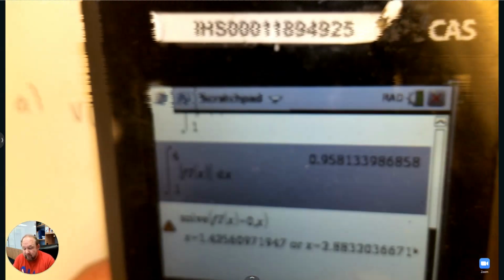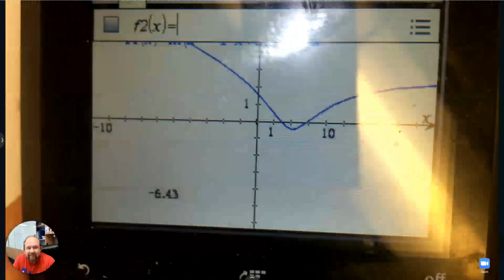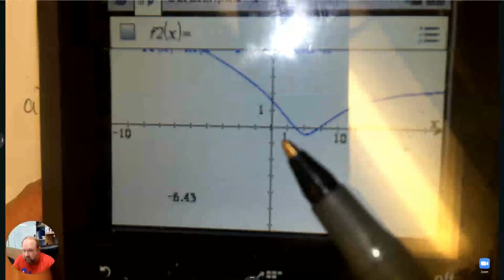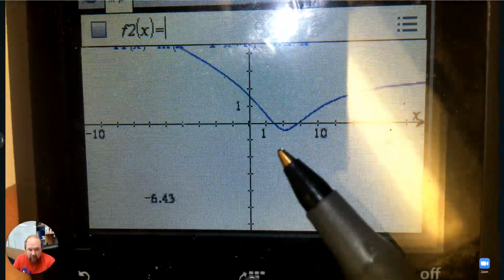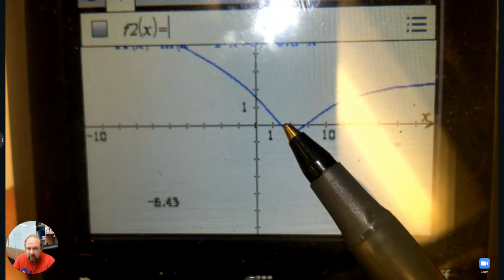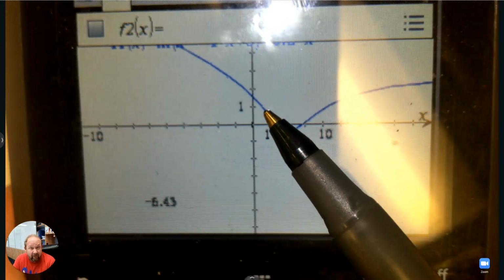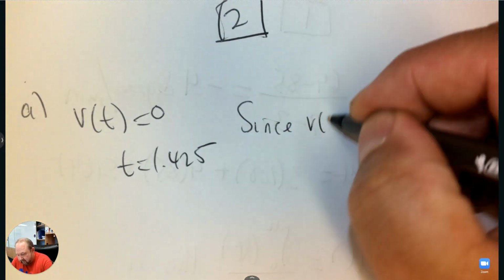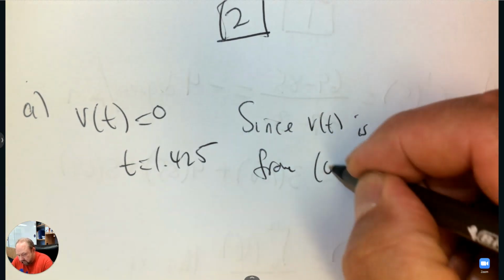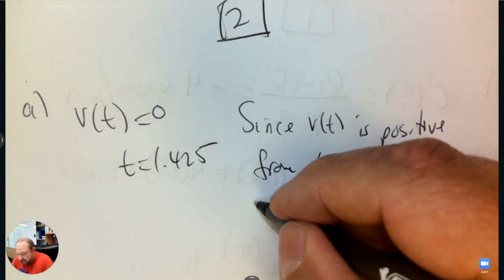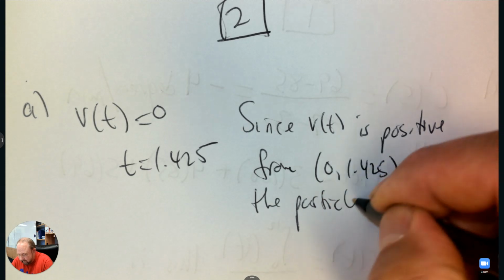Then the question is, which direction is it moving? For that, I want to look at the graph. You can see 1.425 right there where the first time it crosses the x-axis. Is it above or below coming there? From 0 to 1.4, you can see the graph is above. The velocity is positive. So what direction does it go when the velocity is positive? Since the velocity is positive from 0 to 1.425, the particle is moving right.